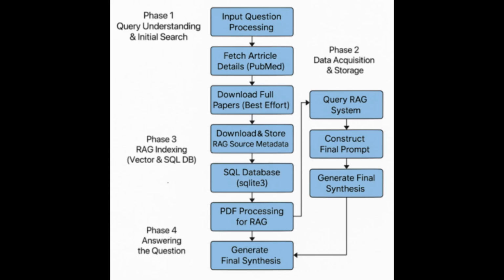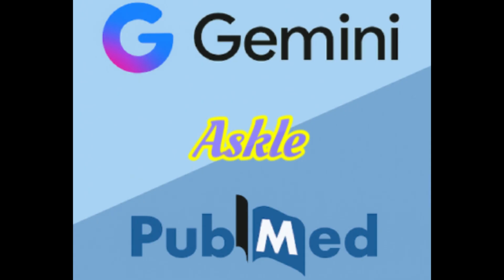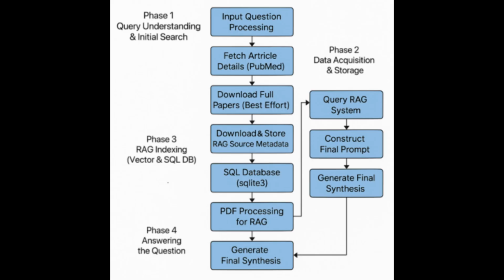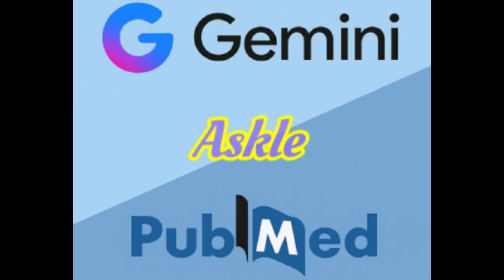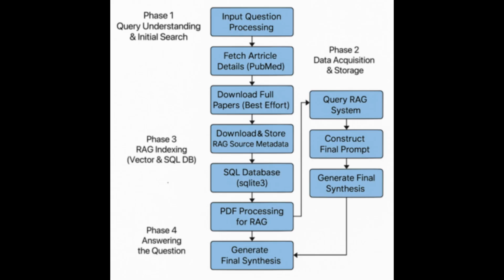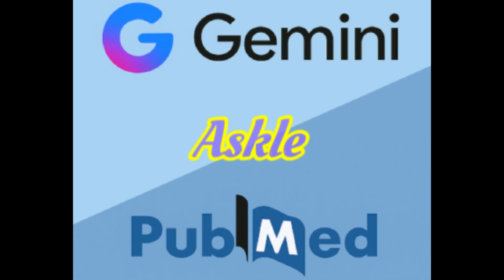Phase 4, answer synthesis and referencing. Now we pull it all together. Askle takes the most relevant chunks of information, identified by that RAG search in ChromaDB. The most relevant vectors, you mean? Well, the text associated with the most relevant vectors, yes. And it puts all of that, plus the original query, into one big prompt for Gemini. A big prompt. How big?